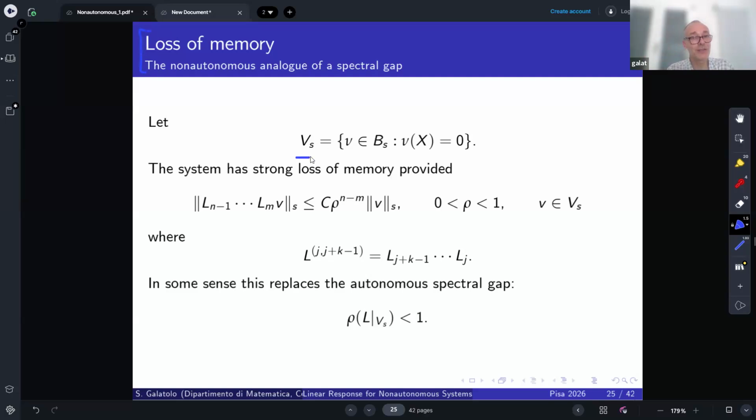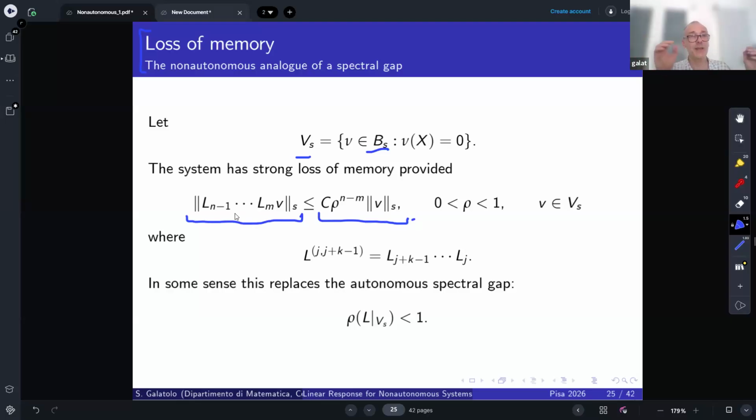We will consider the zero average space in the strong space, and we will say that our non-autonomous system has a loss of memory if, when we apply a composition of operators, the result decays to zero exponentially in the strong norm as time goes on. Remark that we are asking for this decay, for this loss of memory, uniformly in time.